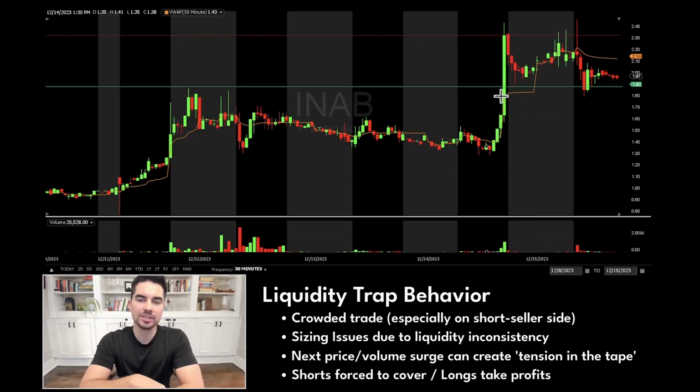And so one strategy for trading these is to wait for a stock to have a big move, a couple of days of consolidation, and really wait for that volume to come back in, for there to be tension in the tape, and then for it to move towards the highs of the first volume day. So the price right here was about 190.